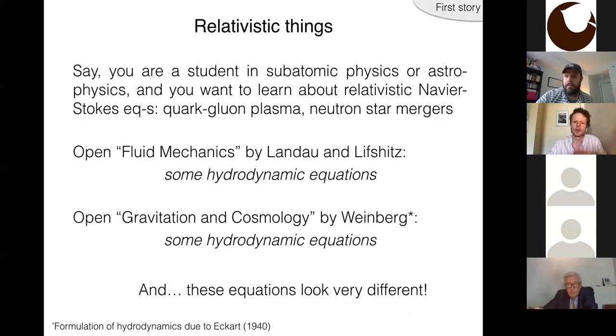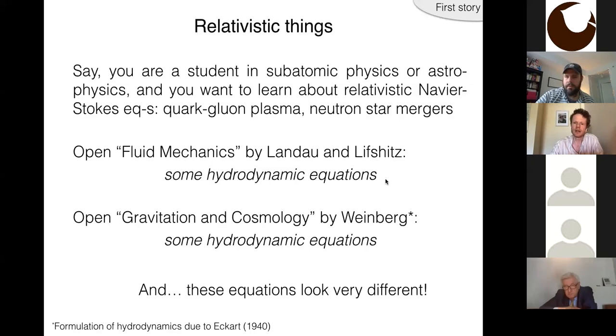So let's say you're a student who works in subatomic physics or maybe astrophysics, and you want to learn about relativistic Navier-Stokes equations. Say you want to understand the quark-gluon plasma, or maybe neutron-star mergers. In the old days, there used to be this thing called books. Libraries have thrown away books for the sake of digital literacy, but books still do exist. If as a student you open a classic textbook on fluid mechanics by Landau and Lifshitz, you will see some hydrodynamic equations in there.